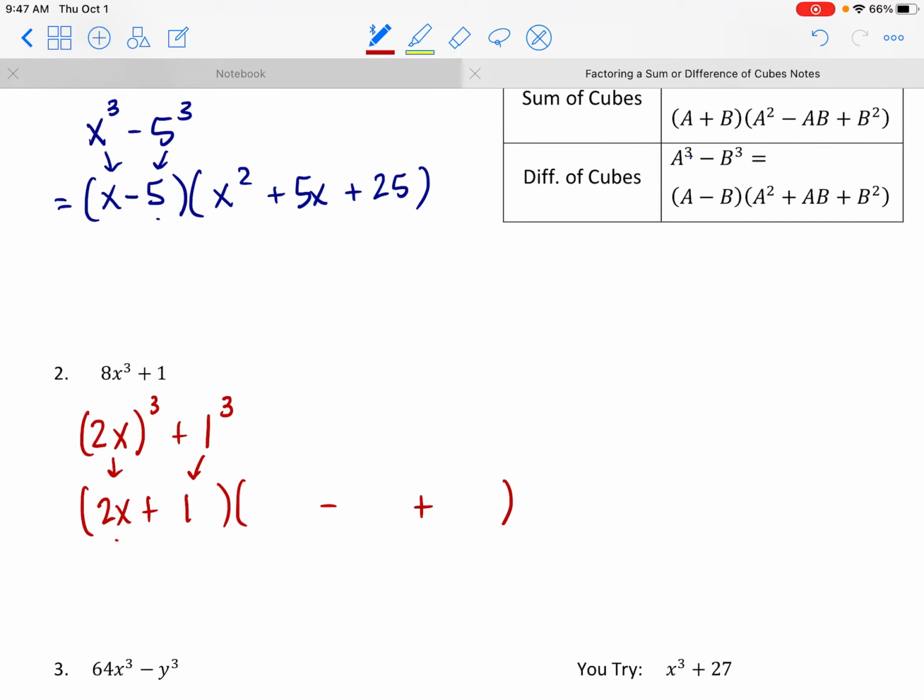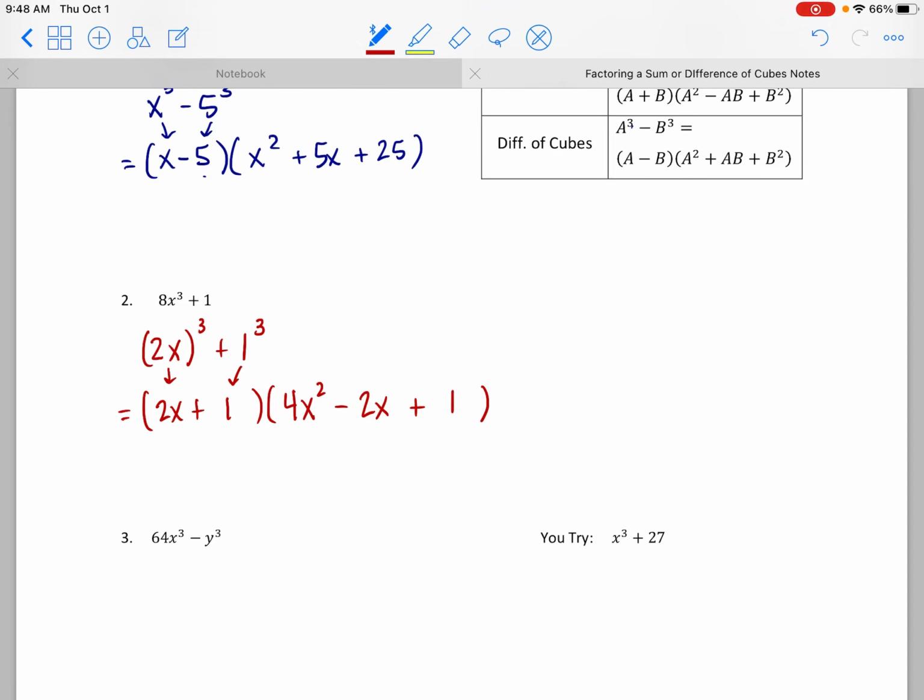Then I'm going to square my first term, so 2x times 2x makes 4x squared. Then I'm going to multiply my two terms, so 2x times 1 is going to be 2x. And then I'm going to square my second term, so 1 times 1 puts a 1 there. And there it is. That is my factored answer. Okay, so 8x cubed plus 1 factors into those two polynomials. And then if I wanted, I could multiply that out to check my work, but I don't know that I want to be doing that every time.